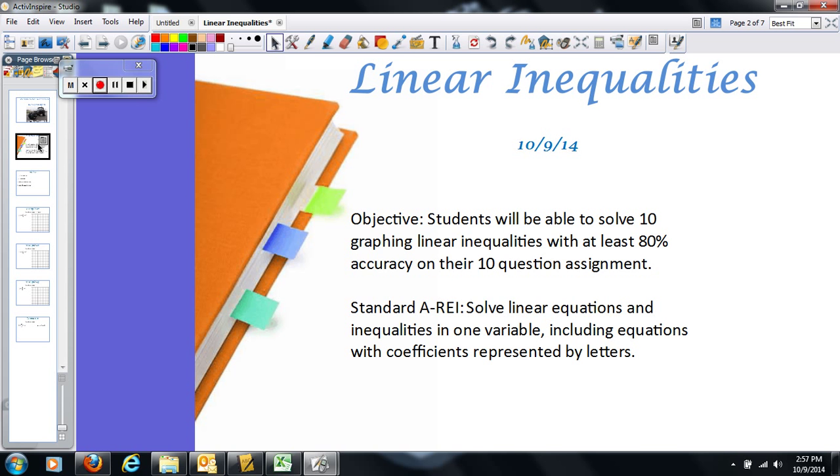The objective for today is students will be able to solve 10 graphing linear, and actually that's only going to be 8. I decided to cut down the assignment a little bit. Oh no, I think I did do 10. Never mind, I did do 10. So graph 10 linear inequalities with at least 80% accuracy. And again, the standard part you can read, that's not a huge deal.